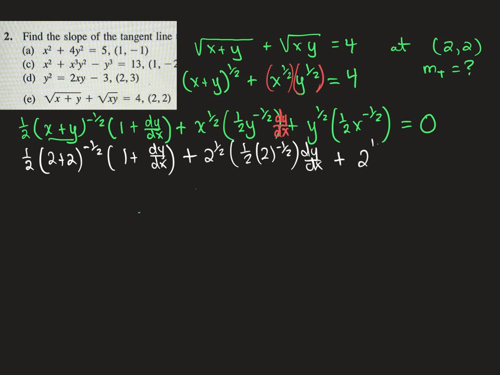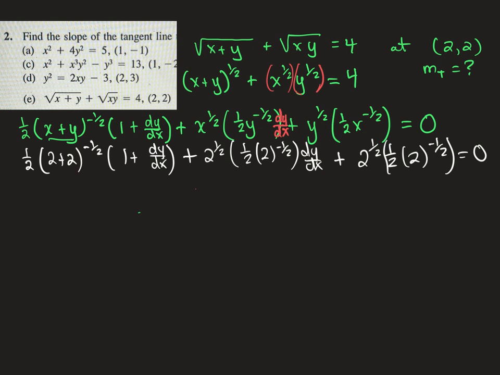Plus 2 to the 1/2, and I'm regretting my decision about splitting it into x to the 1/2 and y to the 1/2. 1/2, and then 2 to the negative 1/2 here, equals 0. Because if I'd left it as x times y, then I would have had 2 times 2 underneath a root sign, which would have worked out very nicely. Well, we'll see where this goes.